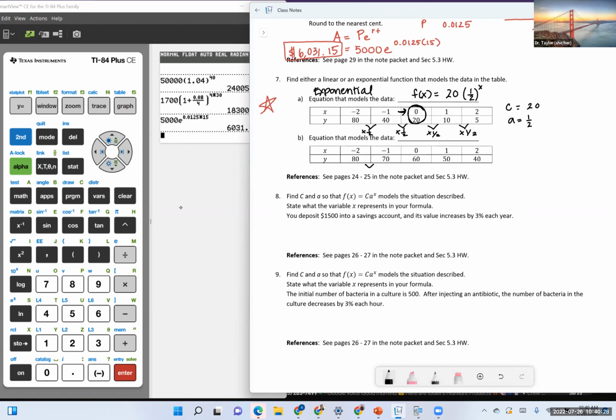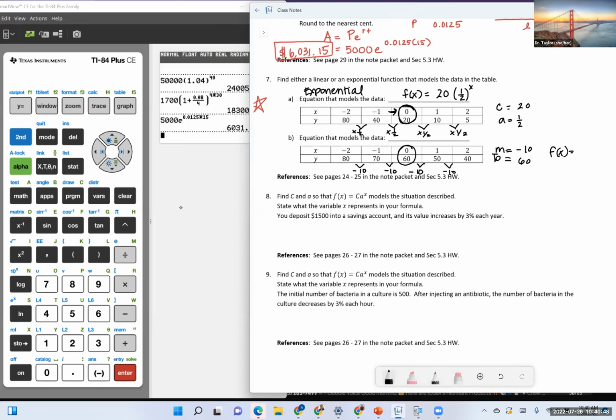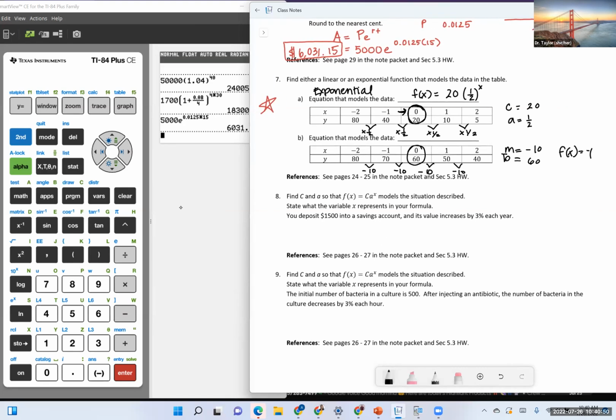Whereas this one, it's a constant change of -10, -10, -10 every time. And the initial value was 60. So my M, my change, is -10, my B is 60. So when I write this in function form, it's f of x equals -10x plus 60.